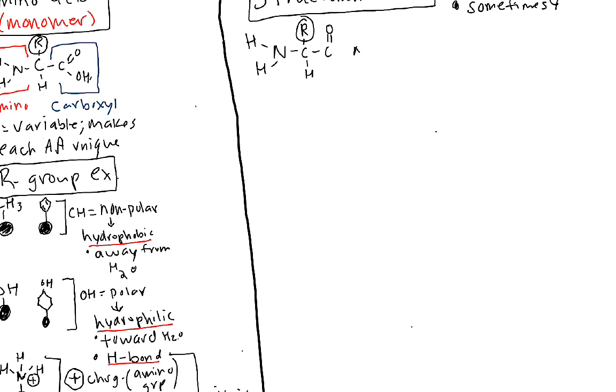I'm going to draw my second one to show you here. This is the second amino acid. And then we have the bond in between the two. And you can see that's where the water left. This is one amino acid. This is another amino acid.